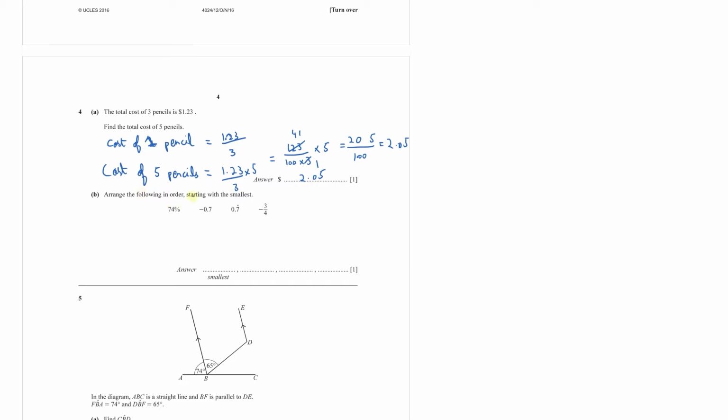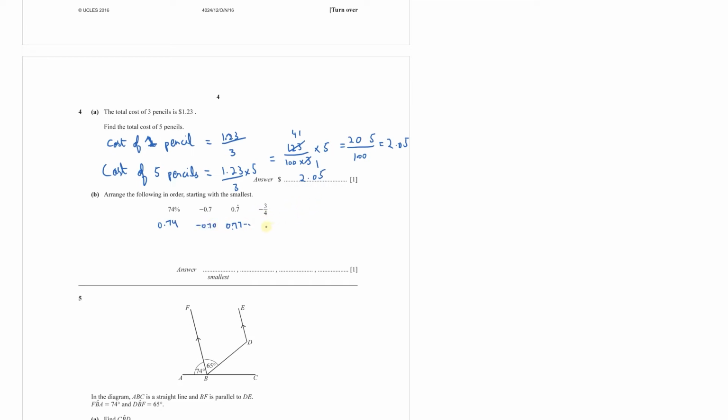Arrange the following in order starting with the smallest. So I can convert all of them into decimals so that the comparison becomes easier. So 74% can be written as 74 over 100, which is 0.74. This is the same, this is 0.77, and so on. So this is only negative 0.70.